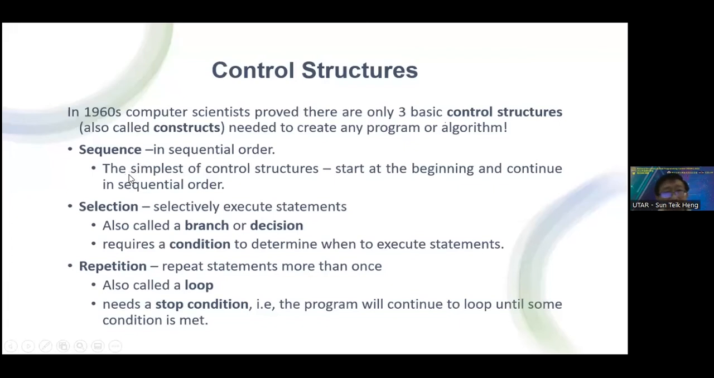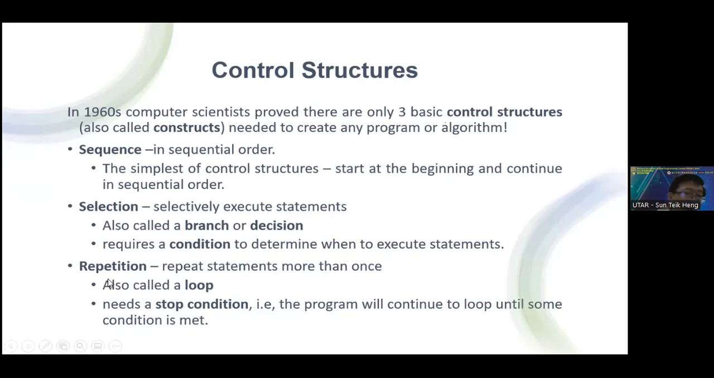And every program must have sequence. In fact, it's the simplest control structure. So you do one step after another step in a sequential order. Then you come to selection, where you select. You have to make a decision. Like the example just now, when you come to the traffic light, you make a decision, a selection, whether you want to press on the pedal or you want to press on the brake. That depends on the color of the traffic light. Is it red or is it green?